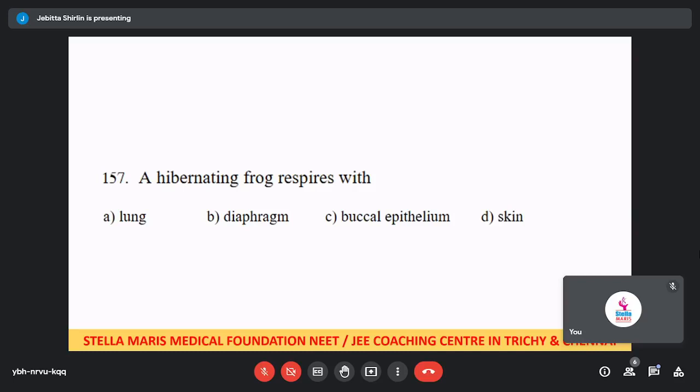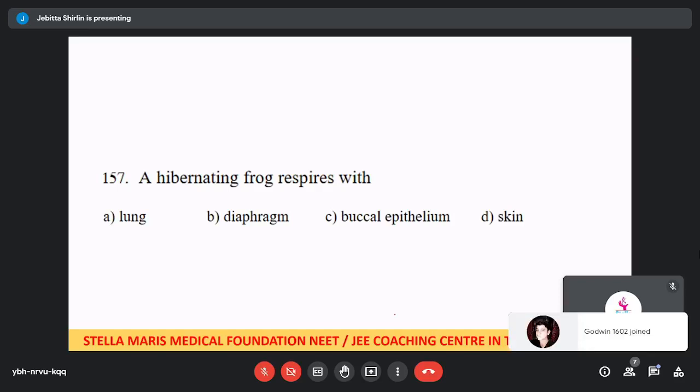So even frogs will undergo hibernation. When it is extremely cold, frogs will not use their lungs for respiring. Diaphragm is also associated with the respiratory system, but the diaphragm is not involved in the process of respiration when the animal is hibernating. Okay, and what is the last option given there?